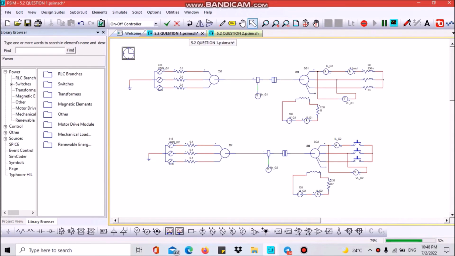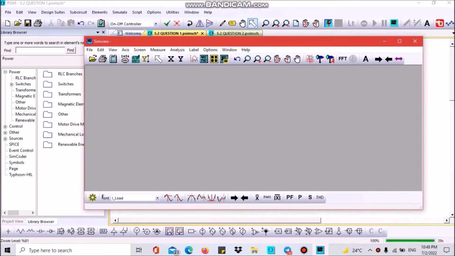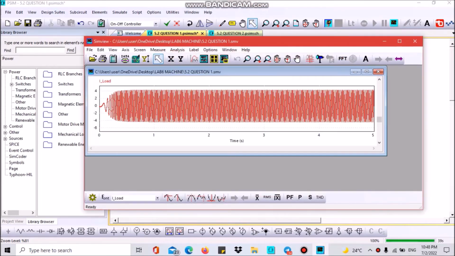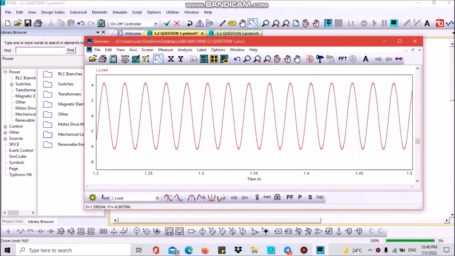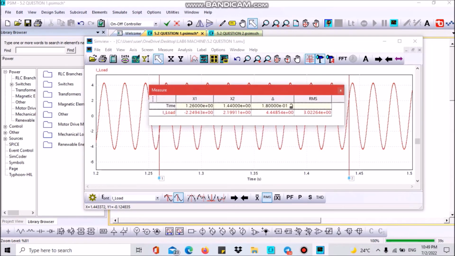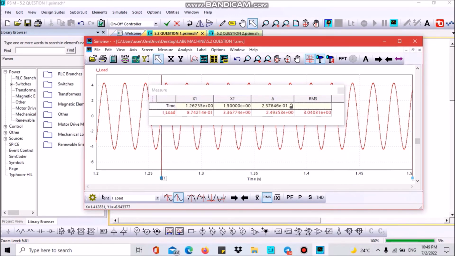After that, we find a load current waveform before parallel at generator 1. So this is the waveform we need to set up for time 1 to 2 seconds. And this is the RMS value for load current waveform before parallel at generator 1.